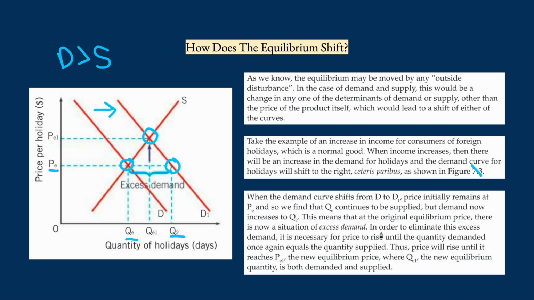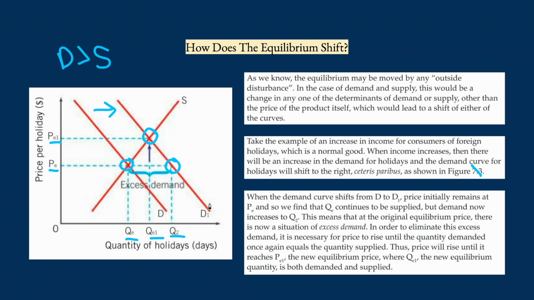So now, in order to eliminate this excess demand, it is necessary for price to rise until the quantity demanded once again equals the quantity supplied. Thus, price will rise until it reaches this new place of PE1, the new equilibrium price, where QE1, the new equilibrium quantity, is both demanded and supplied. Okay, so remember, this is basically just shifting the excess demand to fit a new equilibrium.